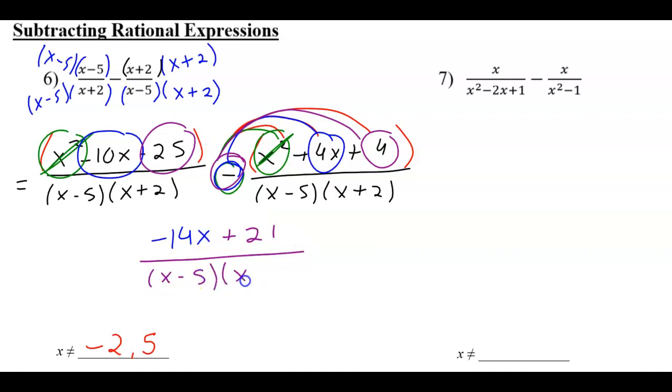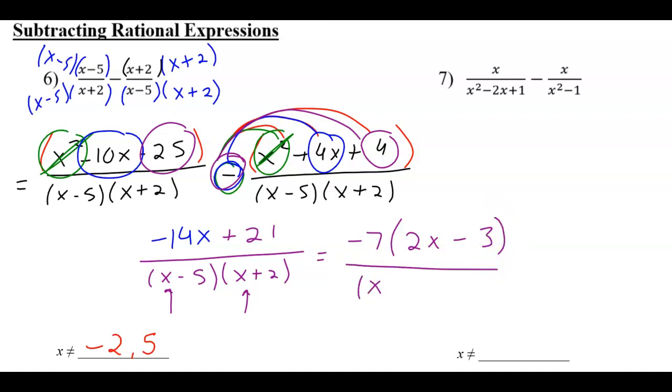Now remember, we always have to simplify at the end, okay? And this numerator does have a GCF. 14 and 21 both divide by 7. And both of these are positive x's, so I also need to factor out the negative. So for example, if I factor out a negative 7, that would turn both of these into, or this would be positive, so 2x, but that changes this to a minus 3. All over x minus 5, x plus 2.